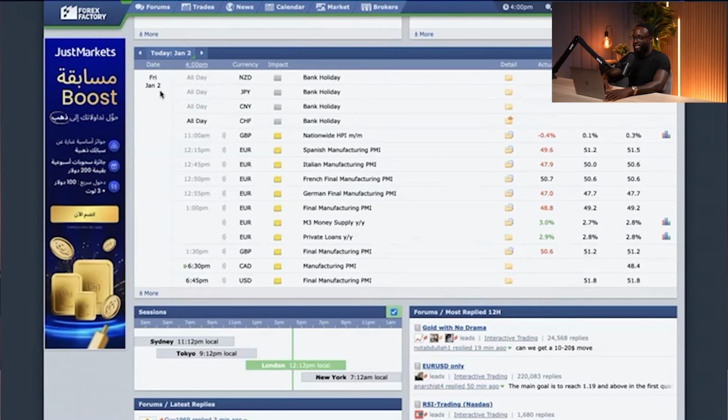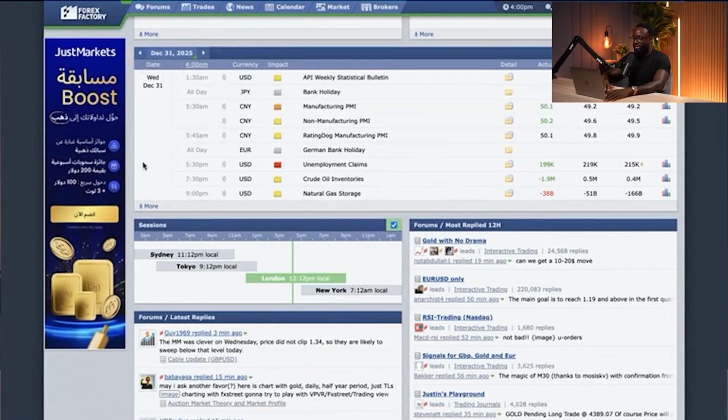Right now it's Friday the 2nd of January. There are no red folders typically because it's bank holiday, but I'll show you an example of what this looks like. If we go back to Wednesday the 31st of December, we can see that there's red folder news on US dollar.